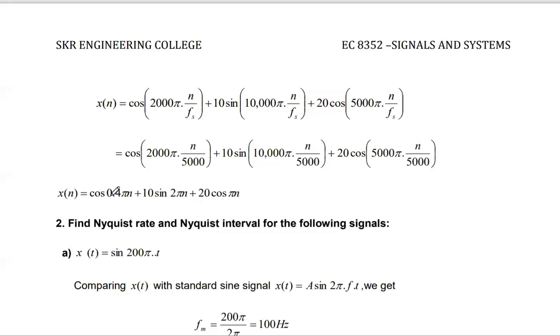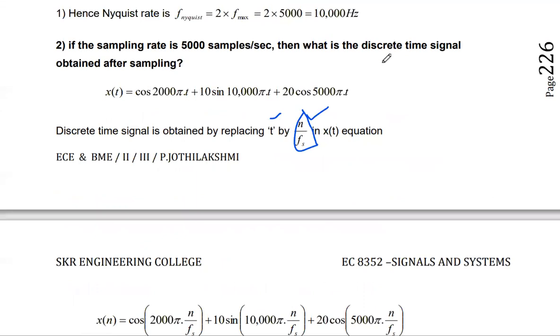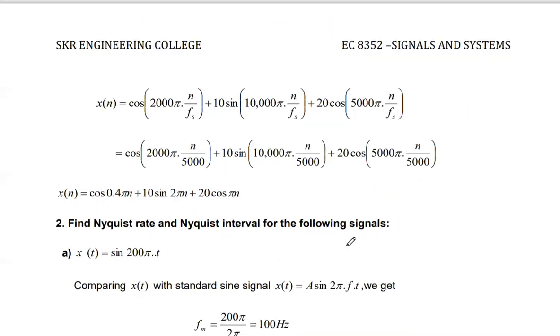So cos 0.4 pi n. Similarly, 10 sin 2 pi n. Similarly here, 20 cos pi n. So this is the discrete time signal obtained after performing the sampling process on this continuous time signal. Okay, so this is one question.